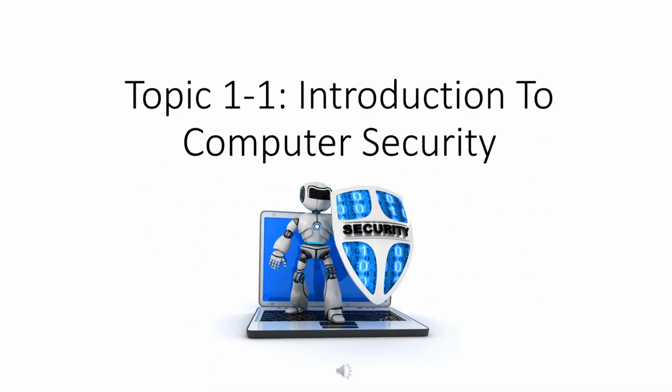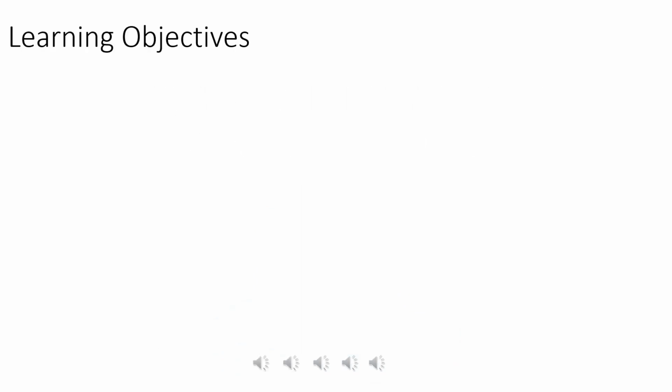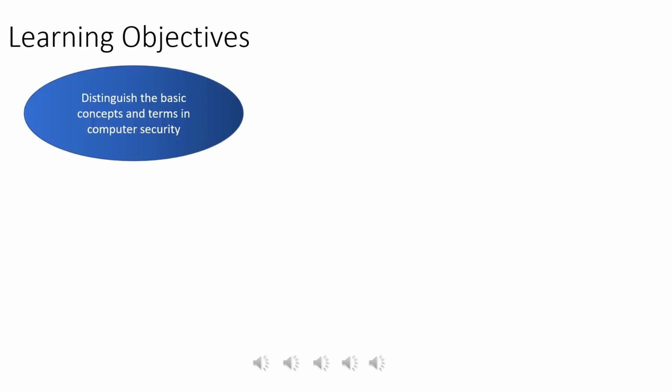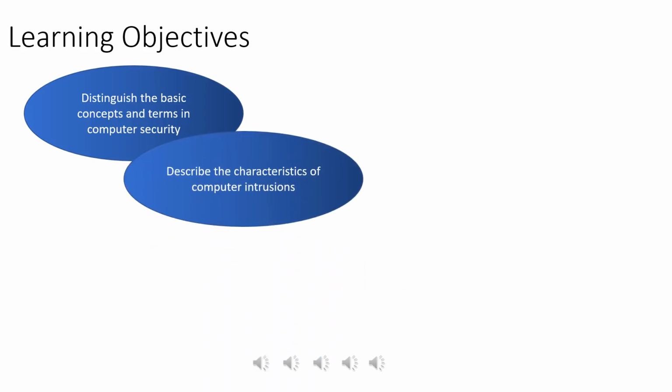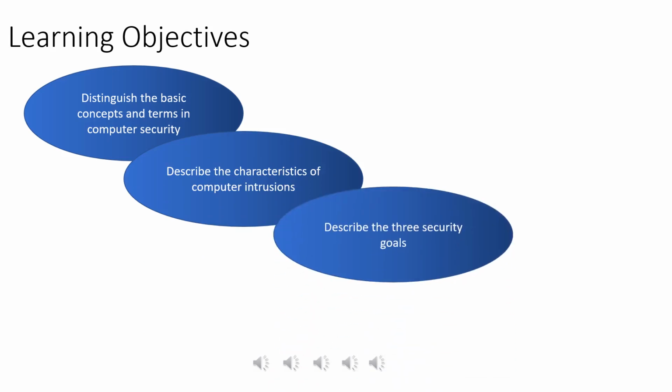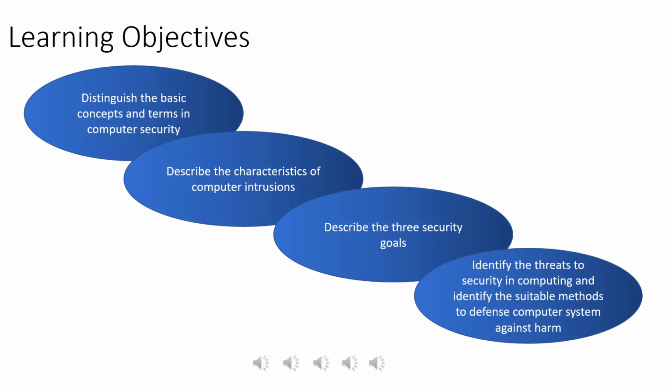Hi, today we are going to learn about the introduction to computer security. At the end of this topic you should be able to distinguish the basic concepts and terms in computer security. Describe the characteristics of computer intrusions. Describe the 3 security goals. Identify the threats to security in computing and identify the suitable methods to defend computer system against harm.